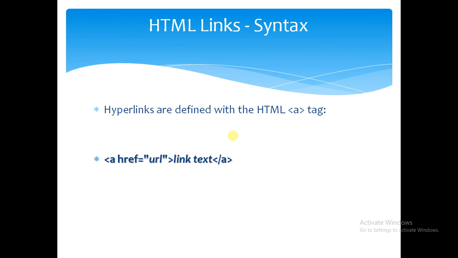Next, HTML link syntax. HTML links are defined with the HTML tag A. A tag means the anchor tag, and here is the basic syntax: a href equals URL. URL means uniform resource locator, and here we can write the address or path of the files, and here is the link text, and then close the anchor tag.